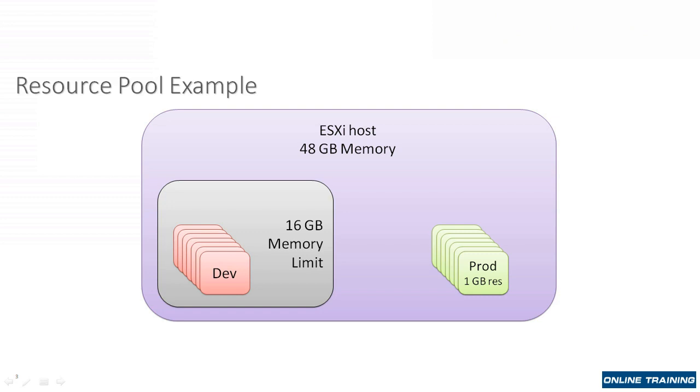So maybe at any given time, I do not want the development machines to use more than 16 gigs of my host memory. I want to make sure at least 32 gigs is available at all times for other things. So I can place those dev VMs in a resource pool, put a memory limit on it, and I've just controlled the entire amount of memory that those virtual machines as a whole are able to consume.